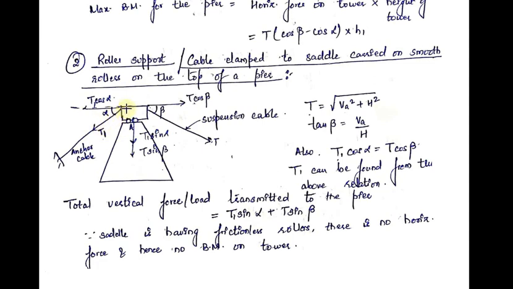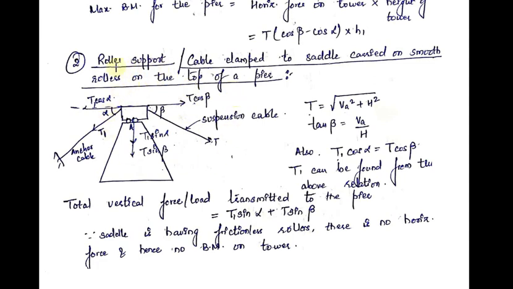This capital T1 can be resolved into two components, one horizontal component and one vertical component. So the component along alpha will be T1 cos alpha, and the vertical component will be T1 sin alpha. This T can also be divided into two components, one horizontal and one vertical. The component of T along beta will be T cos beta and the other component will be T sin beta. See, if you apply summation of all the horizontal forces equal to 0, then total rightward force will be equal to total leftward force.